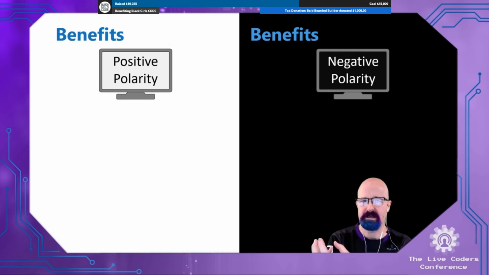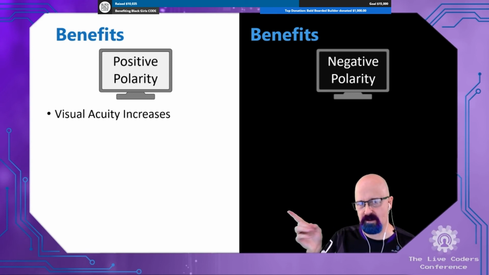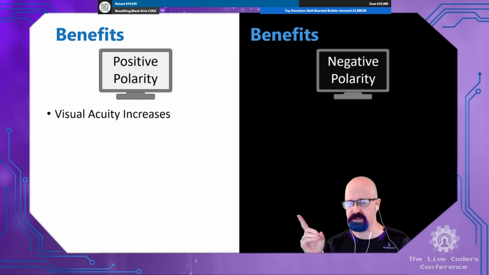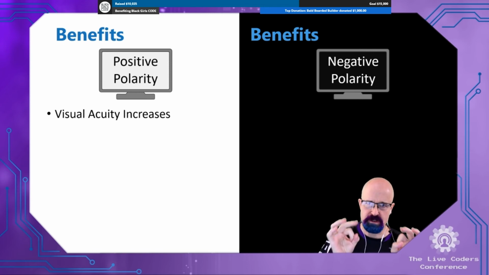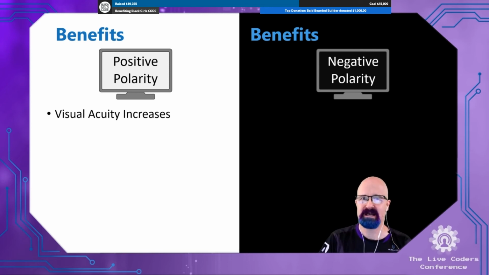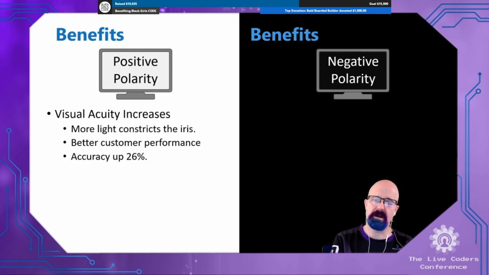With regards to the studies out there, what's interesting is there are potential benefits that have been studied. With positive polarity, there are a few that are interesting. Your visual acuity increases, because with the brightness your irises actually contract, which means you can read smaller text. Also, better customer performance. You generally perform better against a light-themed background than against a dark-themed one, in terms of how much of the task you can do in a limited amount of time. And accuracy on complex tasks can go up as well.